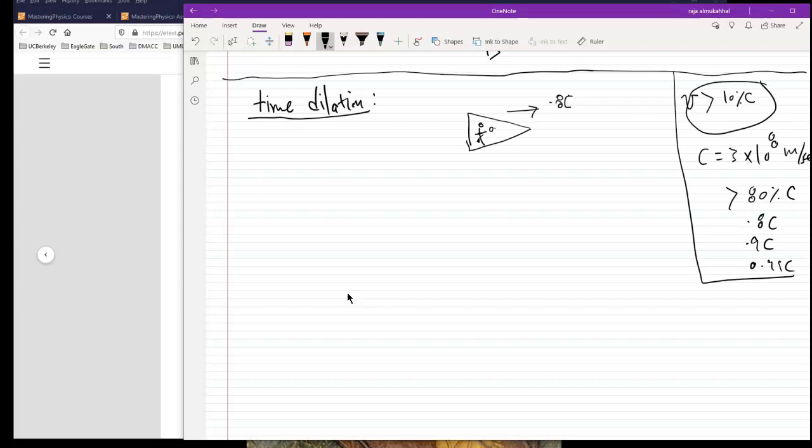You don't even feel any difference. You tick, tick, tick, and so on. However, for somebody on Earth, let's say this is Earth, and here is an observer on Earth looking at you, and somehow he is looking at your clock. He's measuring your clock. So this is an observer on Earth.